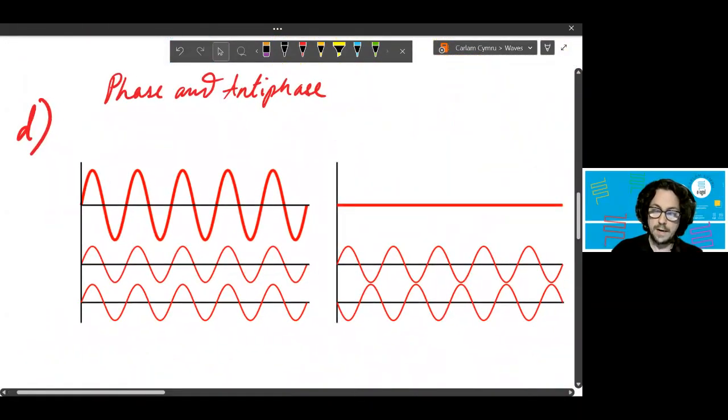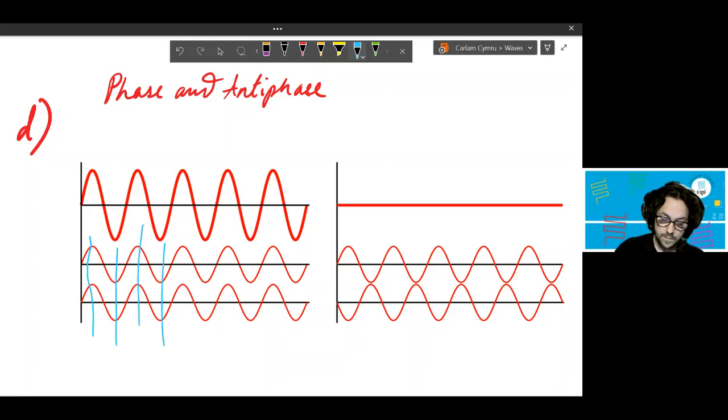Right. When we have two waves orientated in such a way that their peaks and troughs line up like so. See how the peaks and troughs are lined up? Now, I could have done a better job on that, but there we are. We say that these two waves are in phase. And for now, that's all you really need to know.